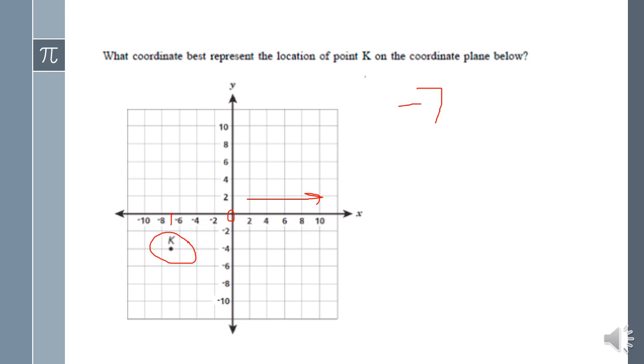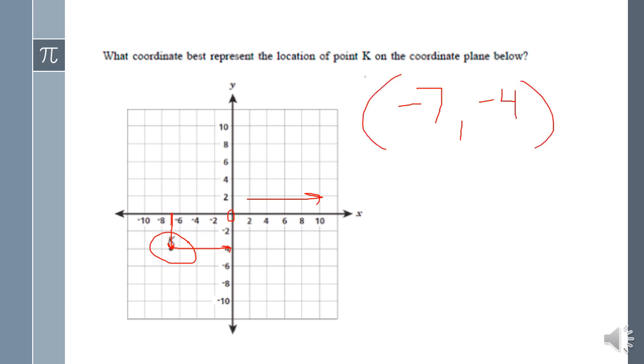So now I've moved on my X-axis, I went to the left, and now I'm going to go down to get to my actual point. And so when I look at this K and I go over to see what number it's on, it is on -4. So that means my Y is going to be -4.